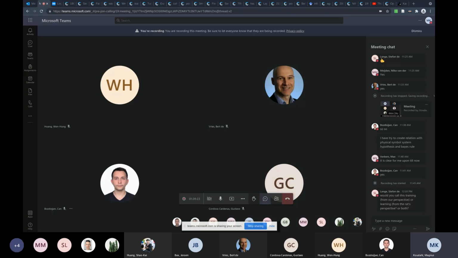Would you call this training from our perspective or learning from the rat's perspective, or both? You can say that it's both. Like, training is also a form of learning, I'd say, especially if you go at it from the lens of Bayesian modeling, where you would say that both training and learning is all about updating the model. Where training would be deliberately trying to update your model to do something, and learning would be, well, updating your model, but not necessarily with a purpose. Does that answer your question?